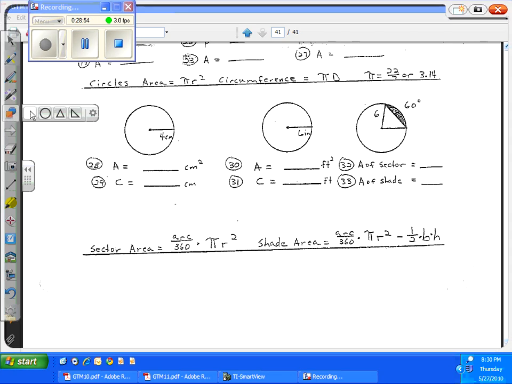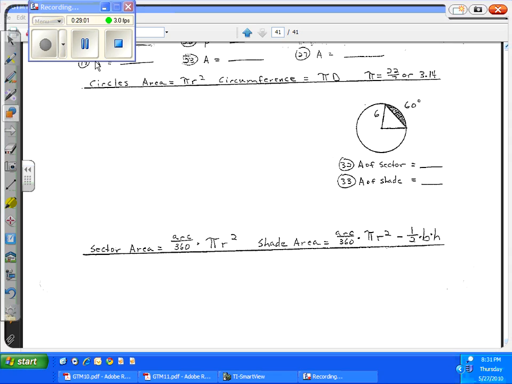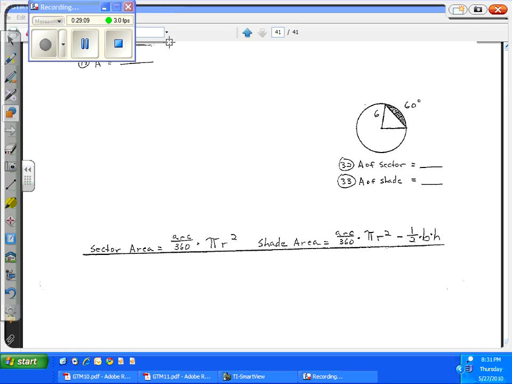That brings us to the last picture. I'm going to erase this up here because we're going to be dealing now with the formulas at the bottom. Area of a sector and the area of the shaded region. If we want the area of the sector, it's like that whole slice here. It's like getting a whole slice of pizza. A sector is a region bounded by 2 radii and an arc. It's like a slice of pizza out of the circle.